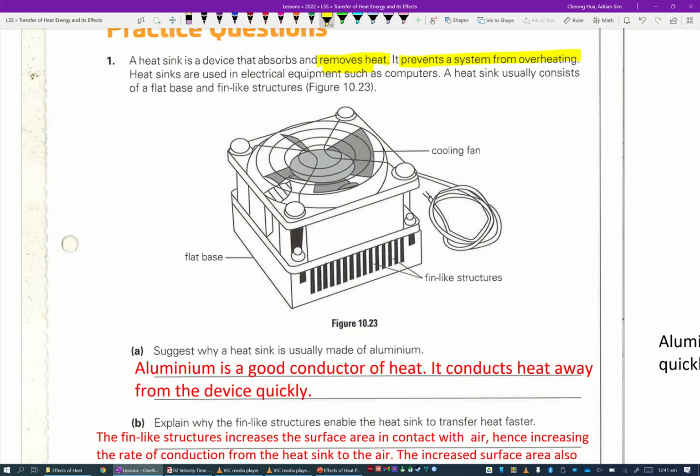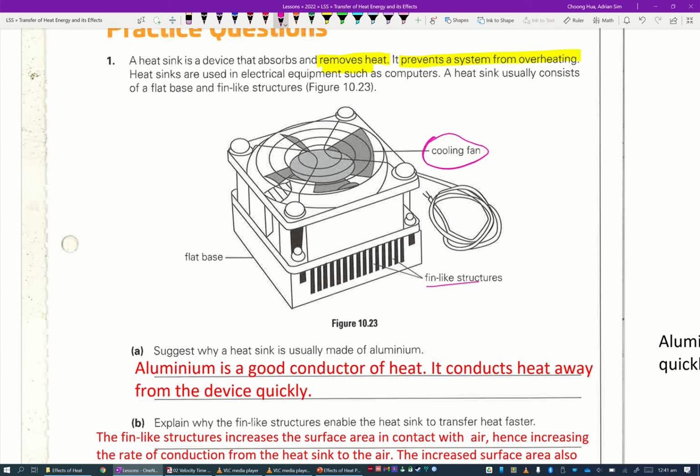Now when you look at this diagram, what you have is the cooling fan. Now the normal thing is that we know that when the fan blows at you, it cools you down. So that's what's very common among everyone. But for here, you need to ask yourself this question: how does it blow at the device? Unfortunately, it doesn't blow at the device. I'll come to that later.